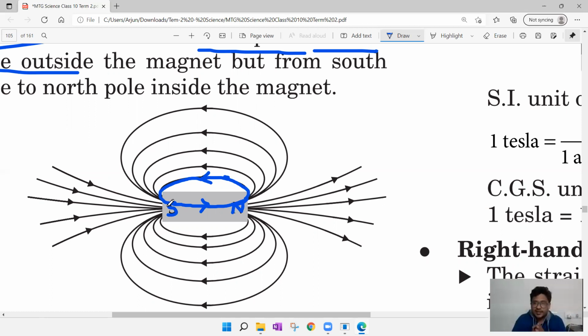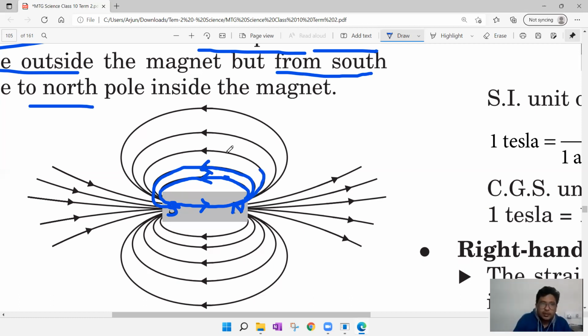It may not be like a circle, but it is like an ellipse, elliptical. So it is closed and continuously in motion, and it has direction. Outside it is from north to south, but from south to north pole inside the bar magnet. You can observe that. So like that you can draw another line from north to south. Again you can close it and draw an arrow mark.